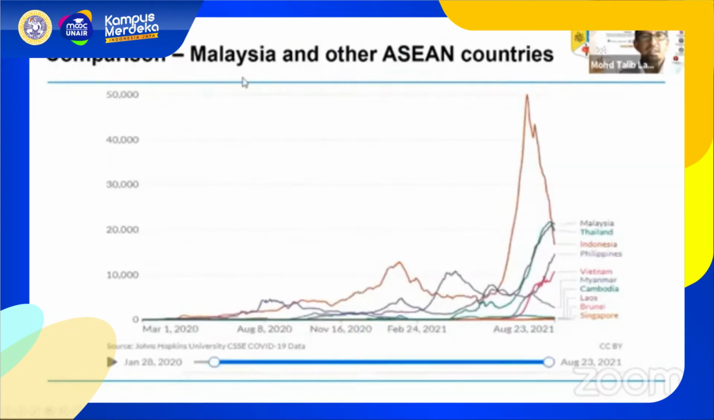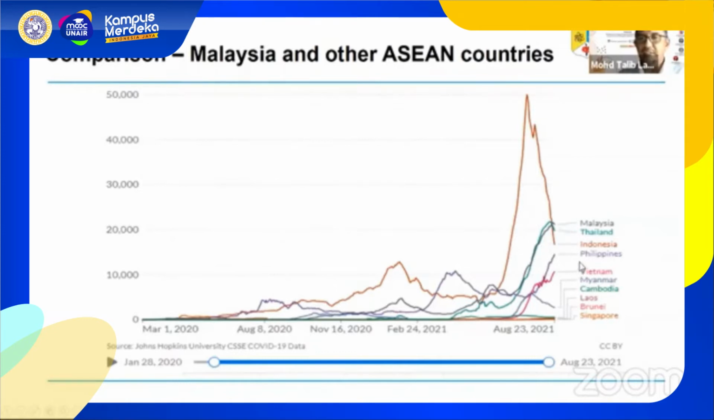And this is a comparison of Malaysia and other ASEAN countries. You can see the numbers from the 1st of March. Malaysia is quite low here at that particular time. This is Indonesia, because of its population. Indonesia, in February 2021, was a bit high, more than 10,000, and went up recently, but after that is going down. Malaysia and Thailand are still going up. It shows a little bit of going down over here, but recently, I think yesterday, it is up again, 22,000 per day.